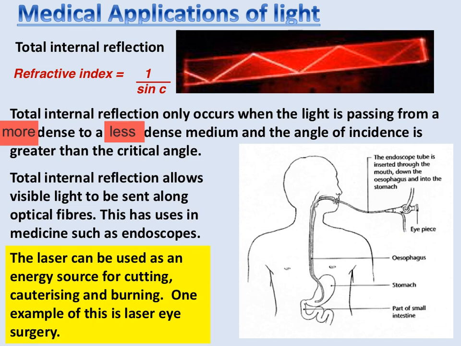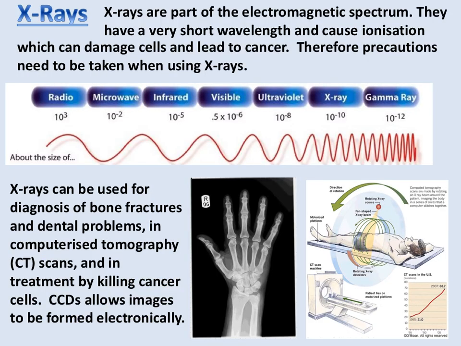The final medical application of light is that the laser can be used as an energy source for cutting, cauterizing and burning, and one example of that is laser eye surgery. A further application of physics in medicine is X-rays. Remember that X-rays are part of the electromagnetic spectrum, which is shown in this diagram here, starting at radio waves and going all the way up to gamma.